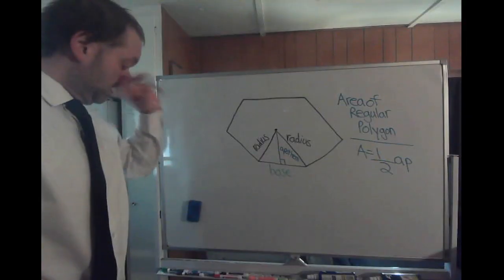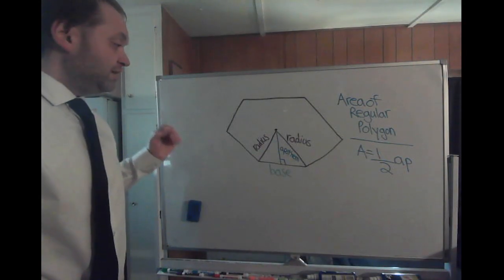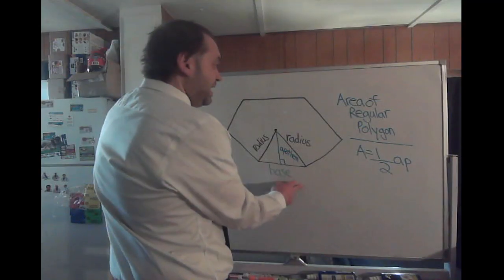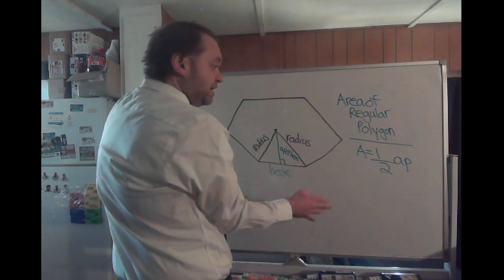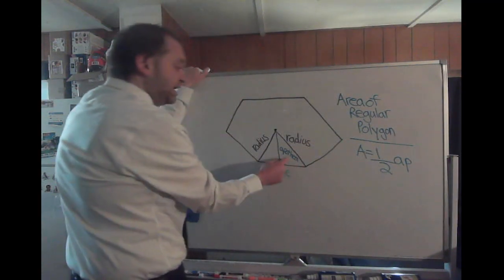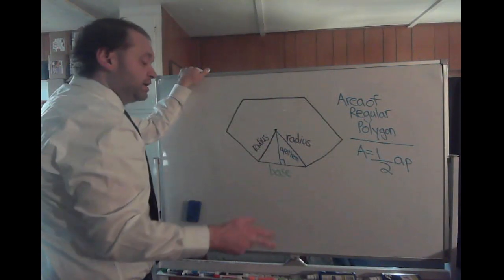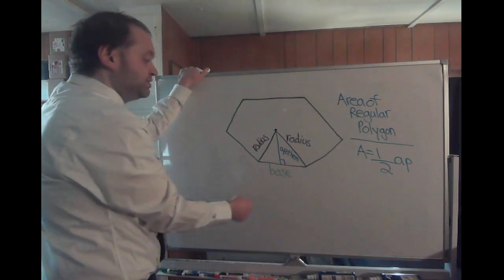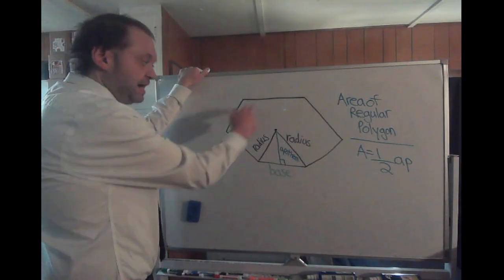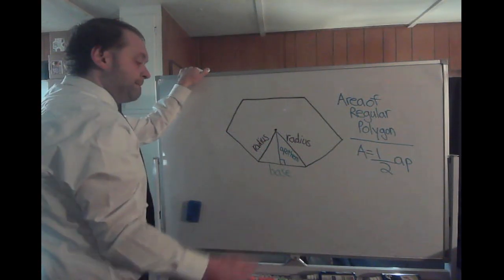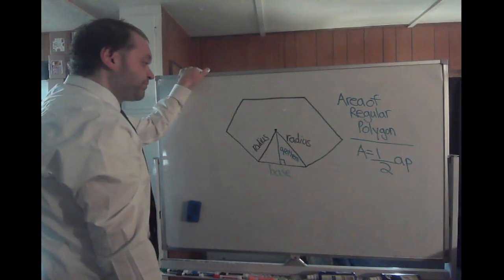So we've covered all that. So to find the area of a regular polygon in general, it's going to be half the length of the apothem times the perimeter of the polygon. And of course you take the length of your base, multiply it by however many sides the polygon has, and you've got your perimeter. So that's how you would solve that.